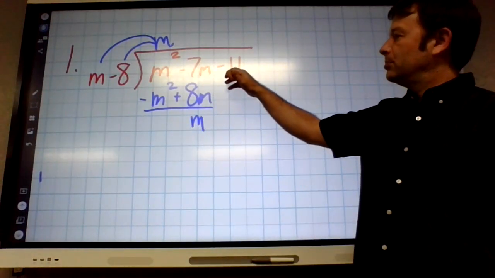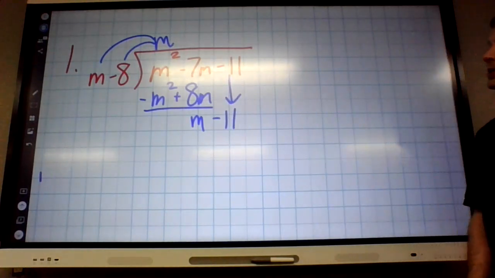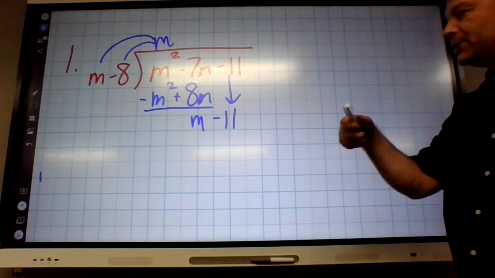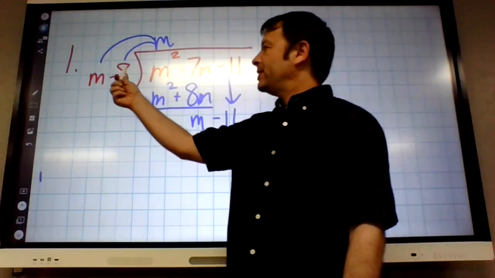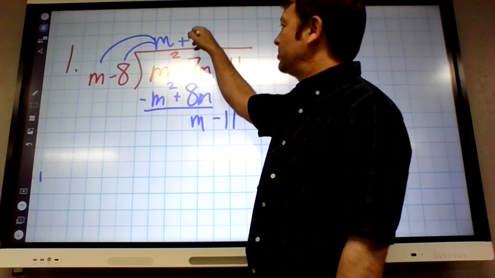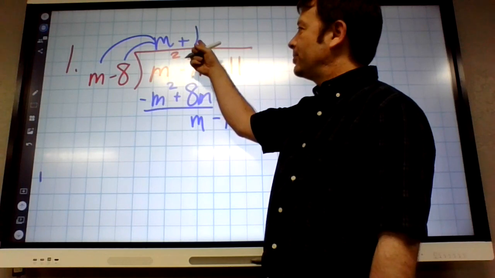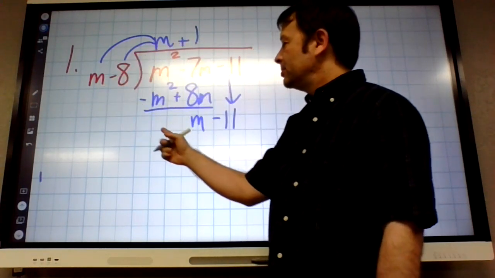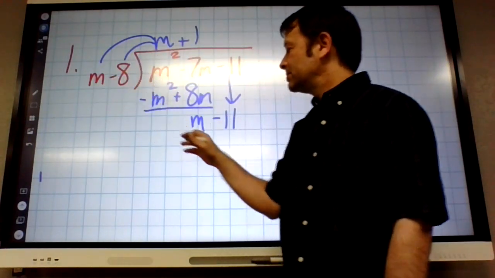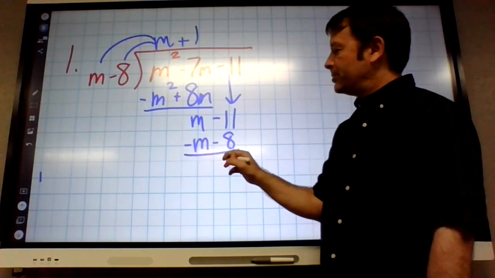Then we bring down the next term and start over. Most of these, maybe all of them, have remainders. What is m divided by m? 1. So I'm going to put a plus 1 right here. Then I do the same process: 1 times both of these, put it down here and subtract. So 1 times m minus 8 is m minus 8. But I'm subtracting this line, so that becomes a minus and a plus.